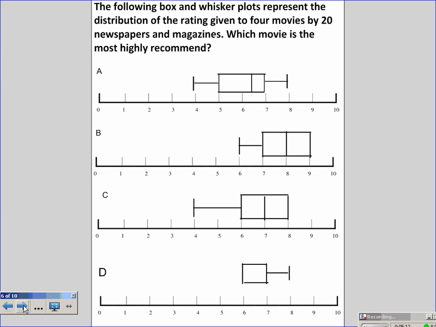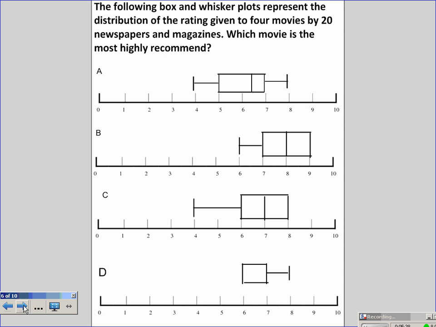The following box and whisker plots represent the distribution of the rating given to 4 movies by 20 newspapers and magazines. Which movie is the most highly recommended? The problem is asking which movie was most highly recommended. If you look at the 4 different movies, you will see that they are all different. To solve this problem, you must determine which movie has the highest rating.